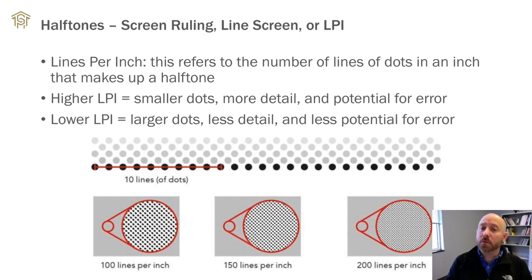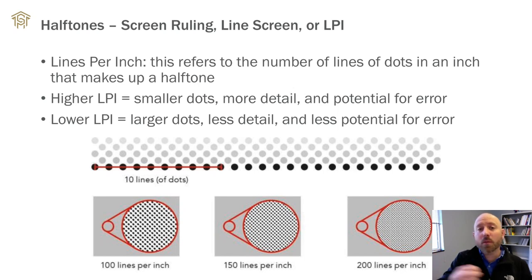Now what this does is it adds more detail, but it also adds a potential for error. Once those dots get very, very small and you start trying to pull out the highest level of detail you can, it actually can have an inverse effect and you can start having problems. On the flip side of the coin, if you use lower LPIs, you're going to have larger dots. This leads to less detail, but it's usually easier to reproduce and has less potential for error. So just keep in mind that more dots equals more problems.